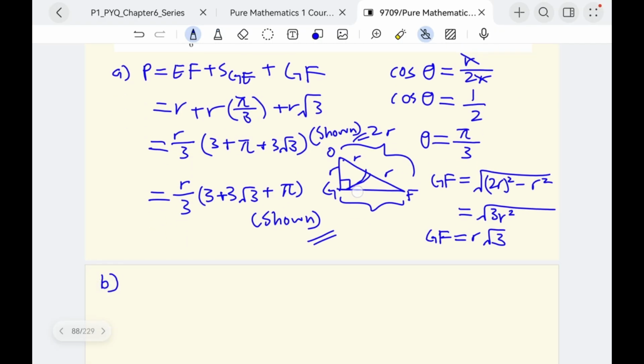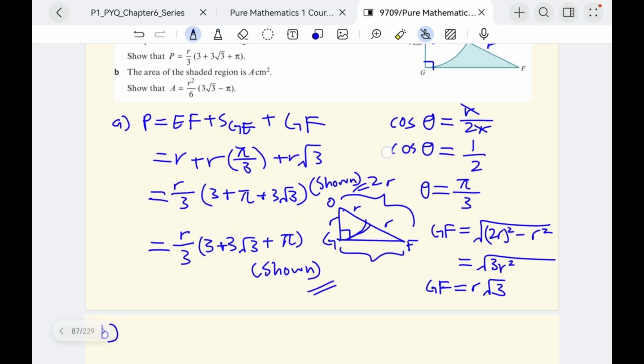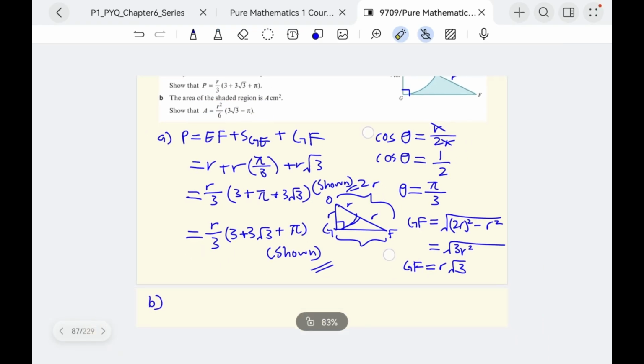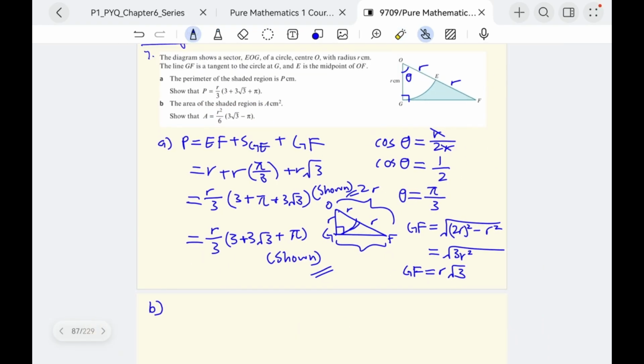Okay, part B is about the area of the region, which is represented by A, and to show that you need to show the equation of A in terms of r, right? That is stated over here. So you have a triangle, as well as the sector. So the area is the area of the triangle minus the area of the sector.